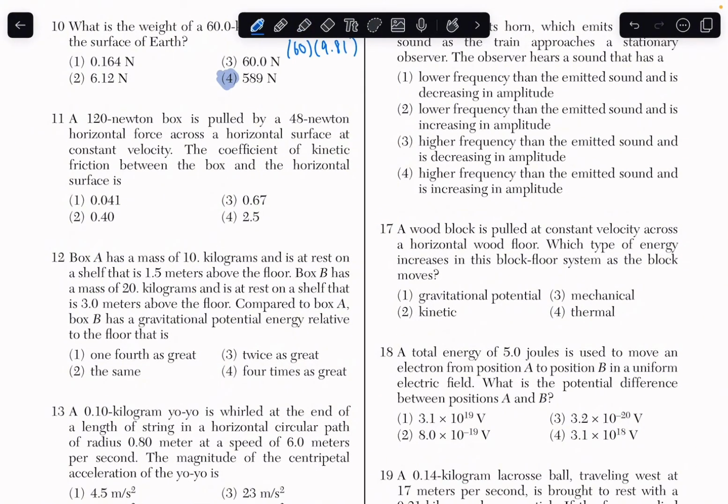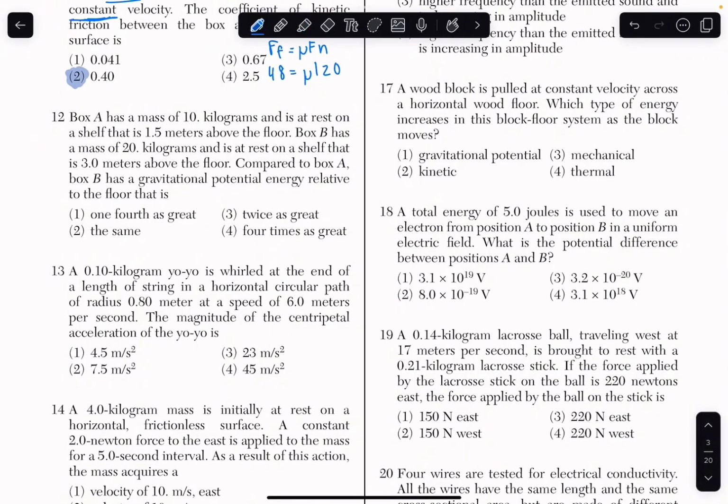Number 11. A 120 newton box is pulled by 48 newton horizontal force across a horizontal surface at constant velocity. The coefficient of kinetic friction between the box and the horizontal surface is... So, to figure this out, we need to use the equation force of friction equals mu Fn, or normal force. So we have all the components here, we just plug it in. When it's saying that it's being pulled by 48 newton horizontal force at constant velocity, that means that our forces are balanced. So our force of friction is also just 48 newtons. We're trying to find mu, and our Fn is just 120. That's the normal force. So once we solve this out, we're going to get a mu of 0.4.